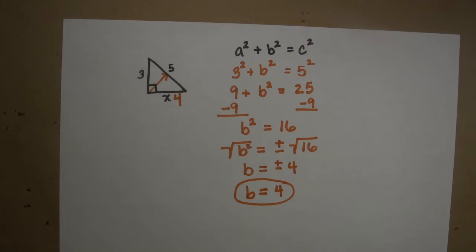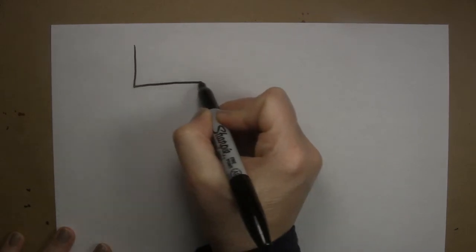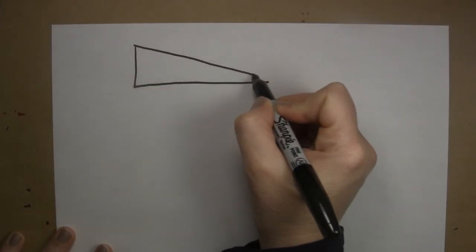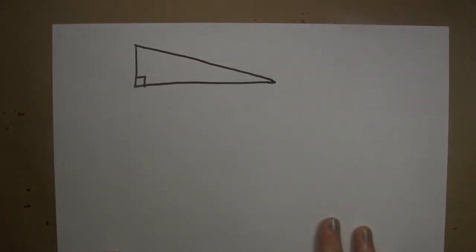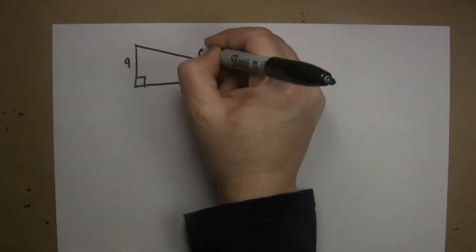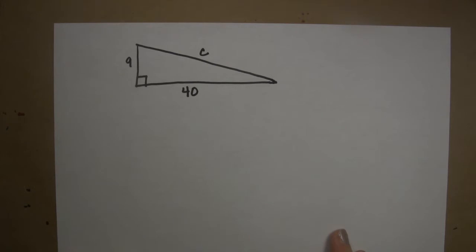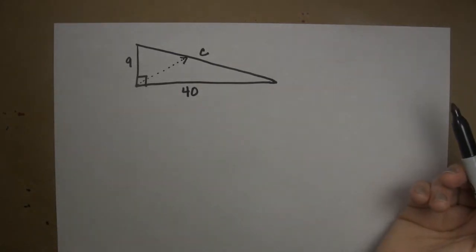All right, we'll do 2 more examples. Okay, let's do this one. We have a right triangle that looks a little bit different in that it's very long, like this. However, we know that that is still a right angle because I tell you that. And let's say that we know that this side is 9 and this side is 40, and we are going to solve for C. That's our hypotenuse, right? That's the one that's directly across from our right angle.